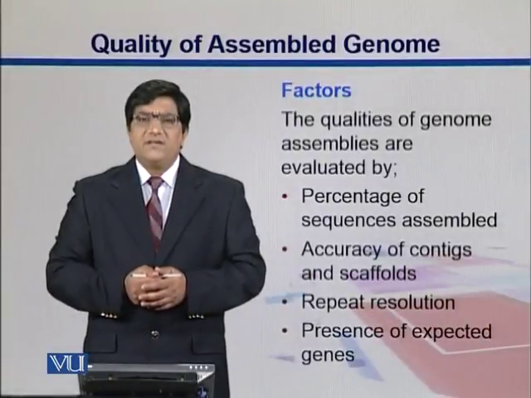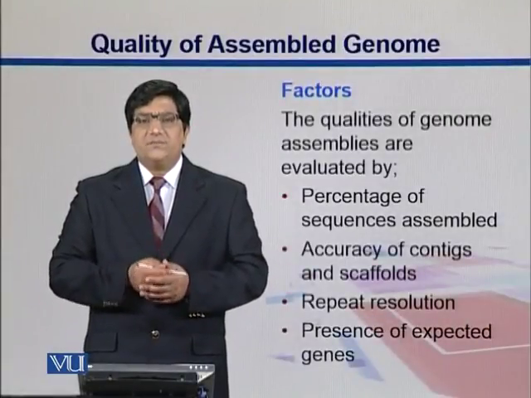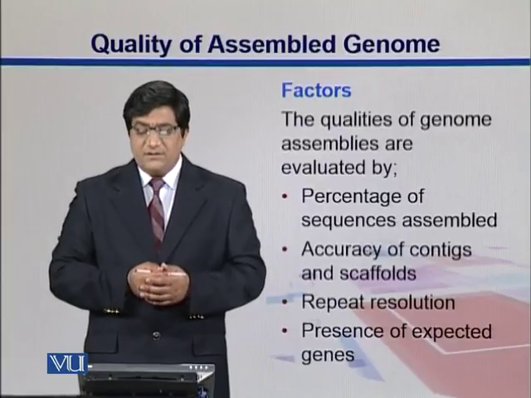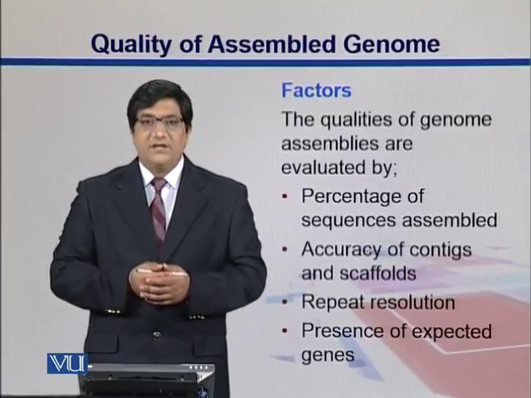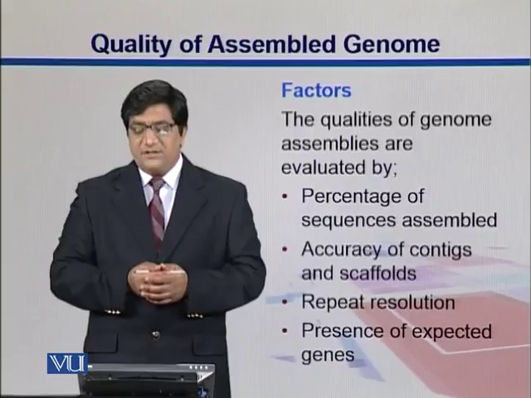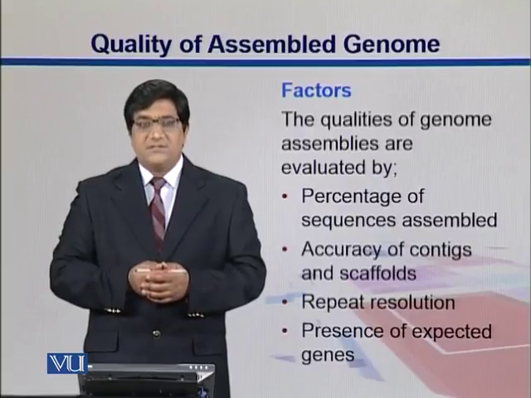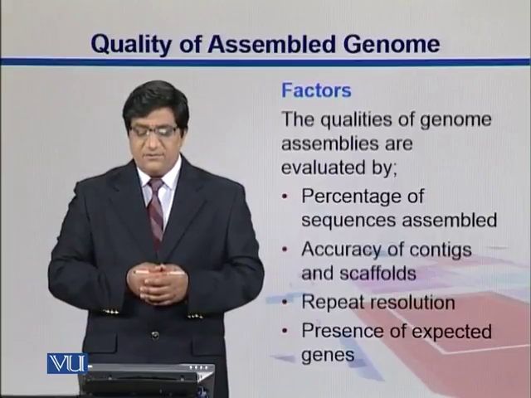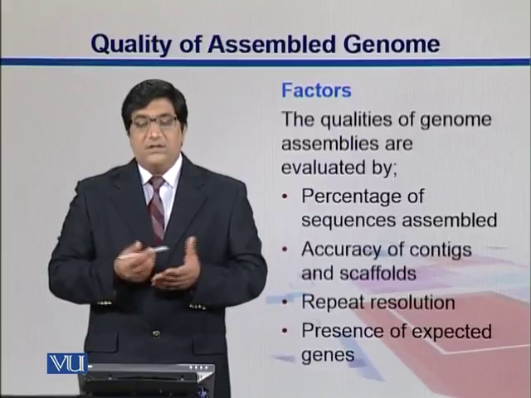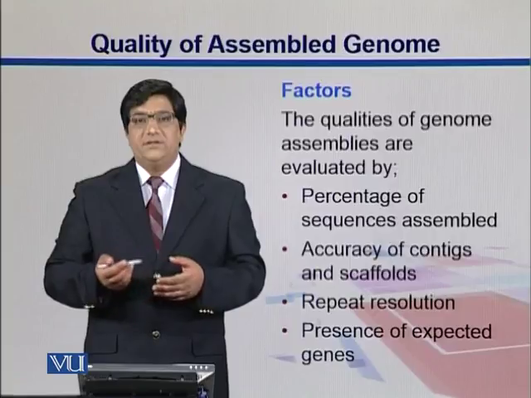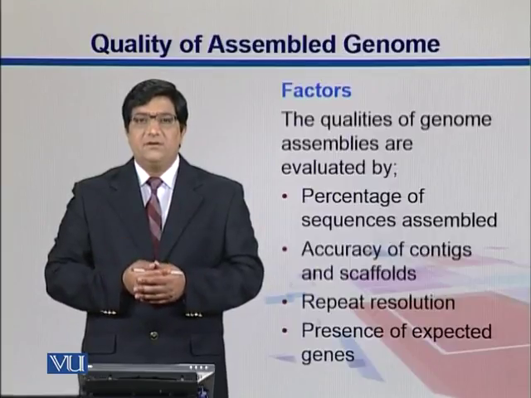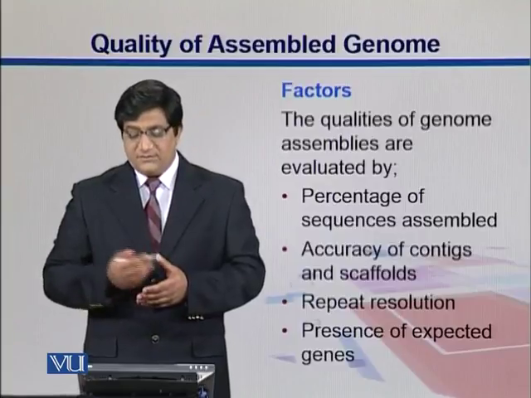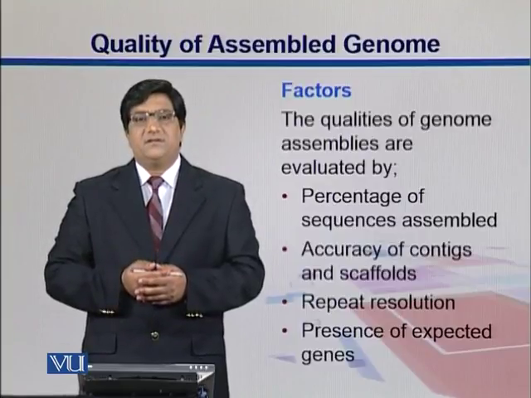Now, how can we assess that our assembly is good or bad? There are different factors which we can evaluate. We can look into the percentage of the sequences assembled. We can look into the accuracy of contigs and scaffolds. We can look into how well the issue of repeats has been resolved. And we can further investigate the presence of expected genes if they are there.